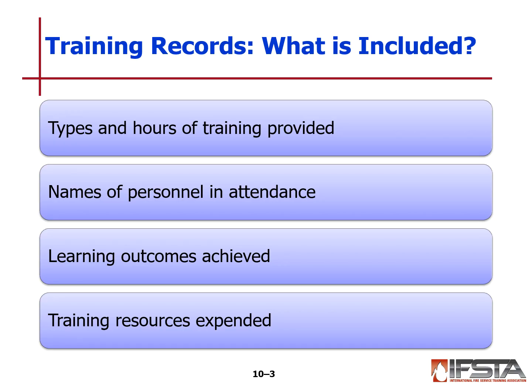In the training record, what is included? This is the minimum: types and hours of training provided, names of the personnel in attendance, the learning objectives or outcomes achieved, and training resources expended.